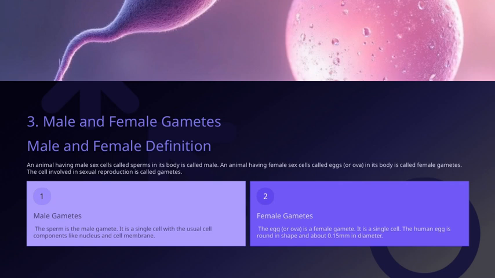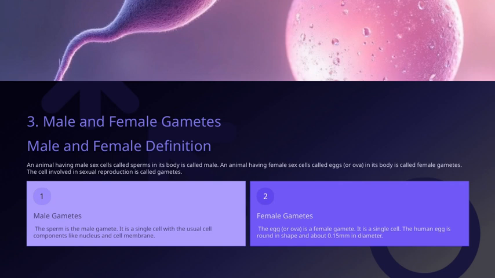Now focusing on the male gamete, the sperm. The sperm is a single cell, but it's quite specialized. It contains a nucleus, which carries the genetic information, and a cell membrane that surrounds it. The structure of the sperm is designed for movement, so it can swim and reach the female gamete.